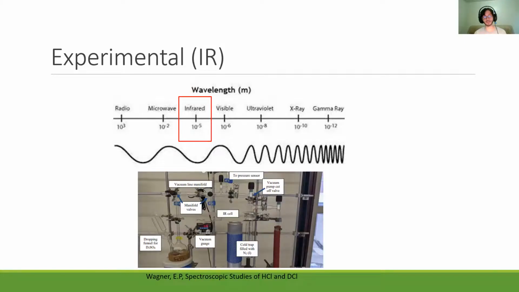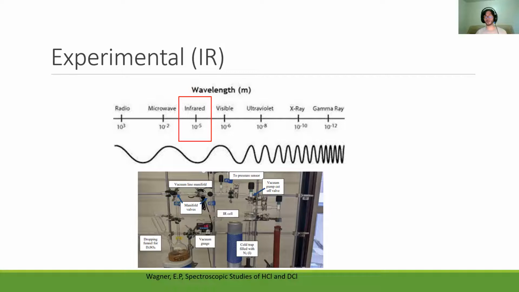We don't want any other gas mucking up our values. So we're going to take a vacuum line and suck out all the gas. Then we're going to get HCl and DCl in our vacuum line, which is going to include our IR cell. So you pinch off, so it just has HCl and DCl in it, and it is sealed. Then we're going to shine infrared light on it.